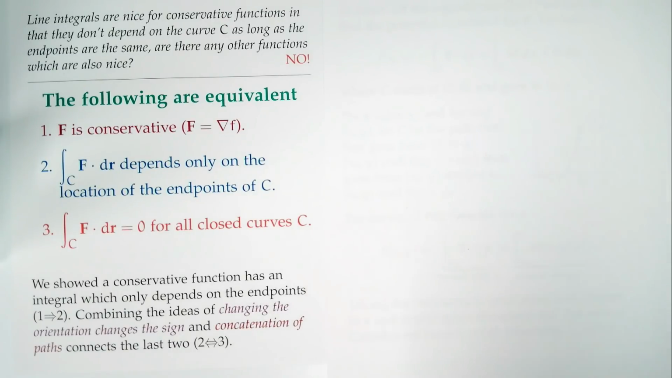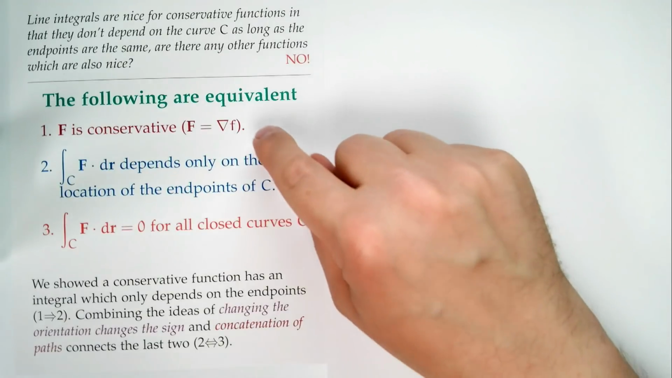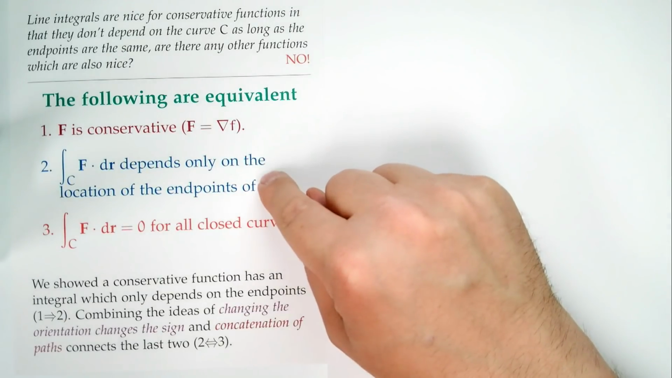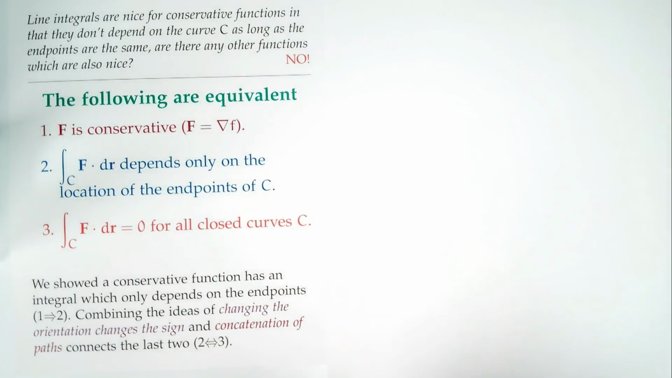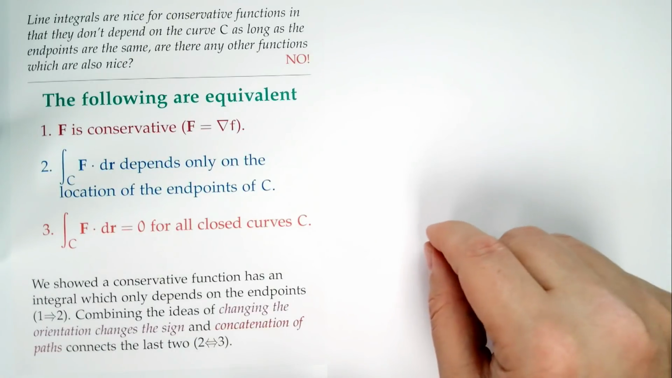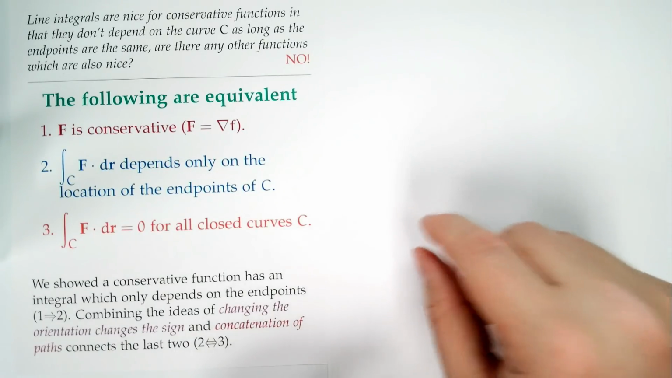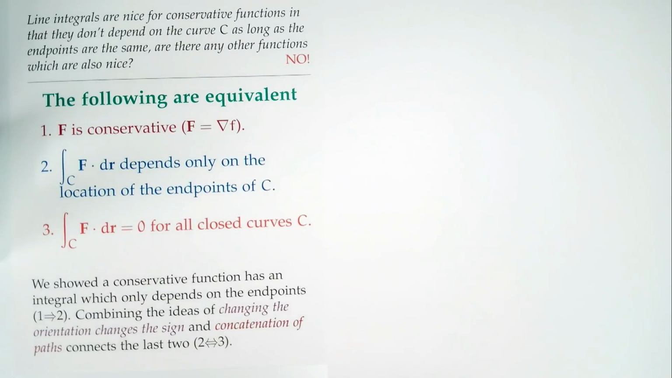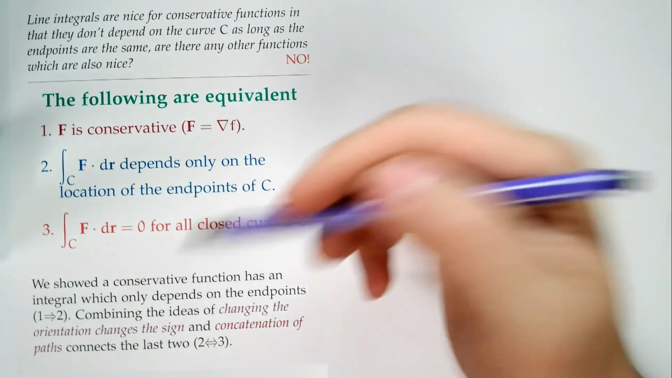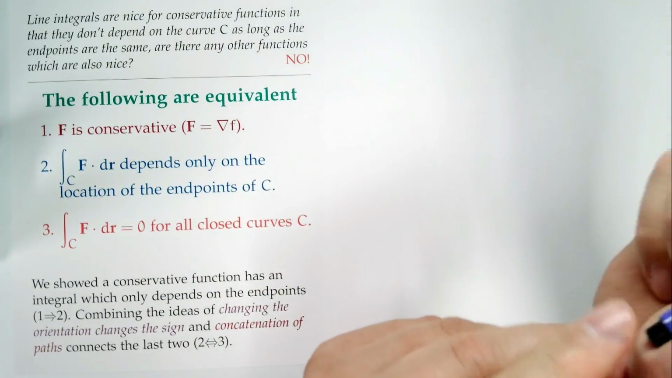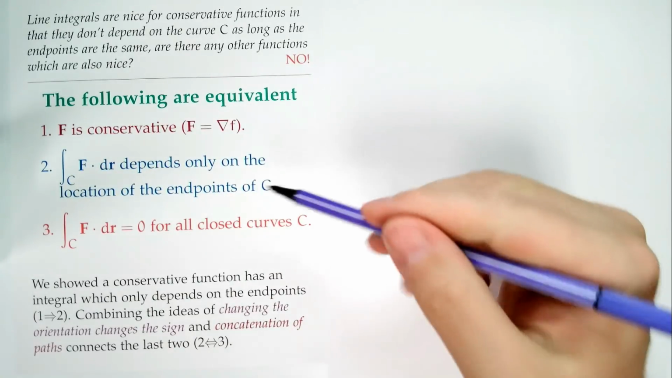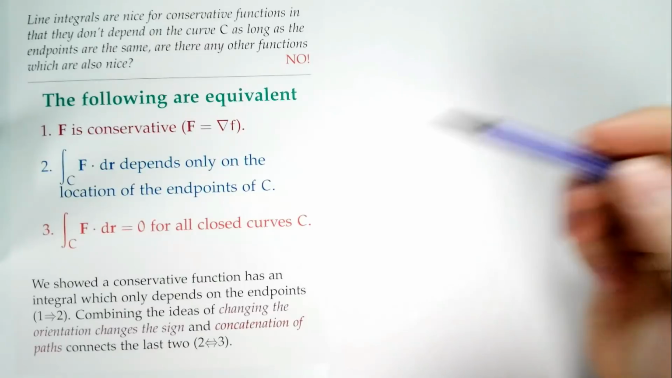Well, we've already seen that if f is conservative, then the integral only depends on the endpoints, because we said that you take the potential function f of b minus the potential function f of a. So we can see that 1 implies 2. That's what we did at the very start. But 2 and 3 also are easy to tie together. So there are 2 important ideas.